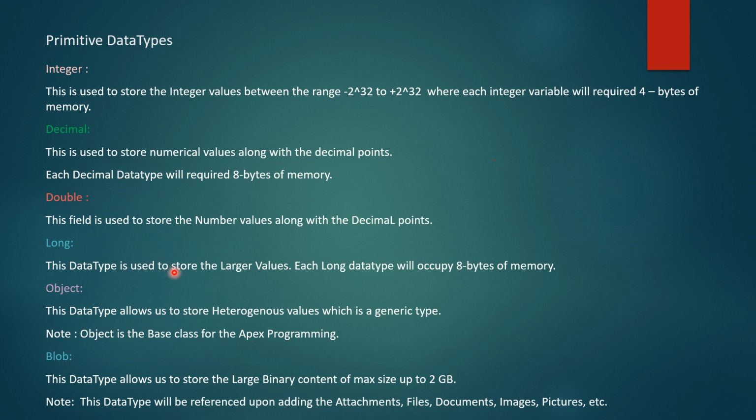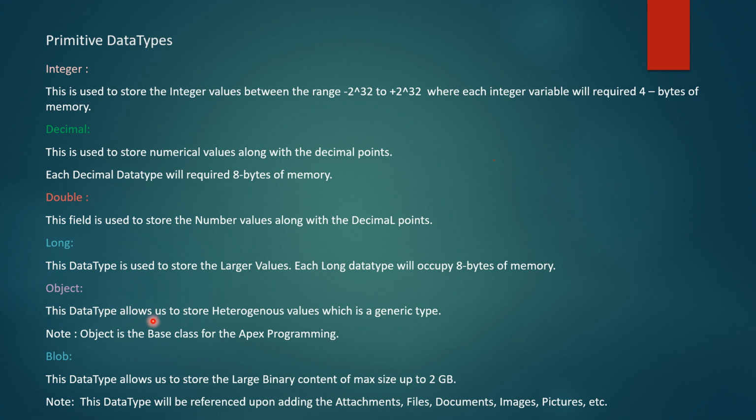Long. This data type is used to store larger values. Each long data type will occupy 8 bytes of memory. This is used to store larger values. Each long data type will occupy 8 bytes of memory.